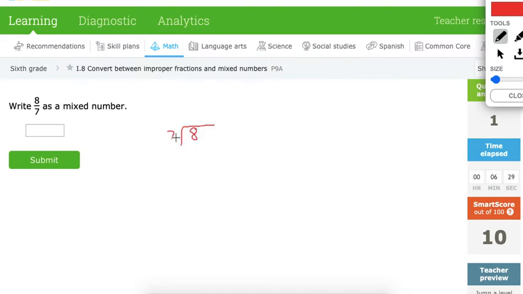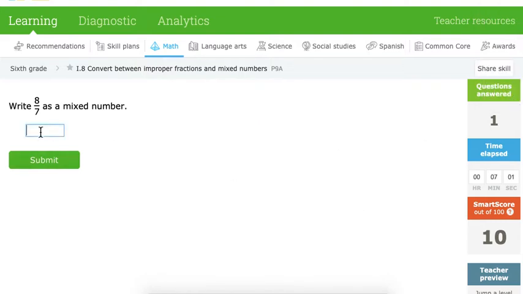Remember, fractions we can look at as division. So 7 into 8, that goes one time, and that goes 1. So we have a remainder of 1. Now, this first one is how many wholes we have. So this is 1, and the second one is over our denominator. So again, the denominator stays the same. So that is 1 and 1/7. So 1, and you put a space in there to write those out.